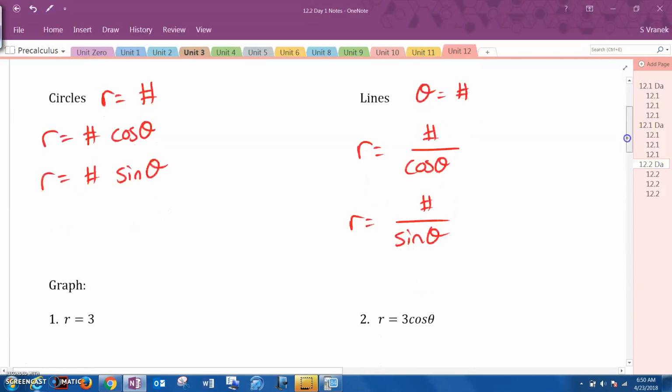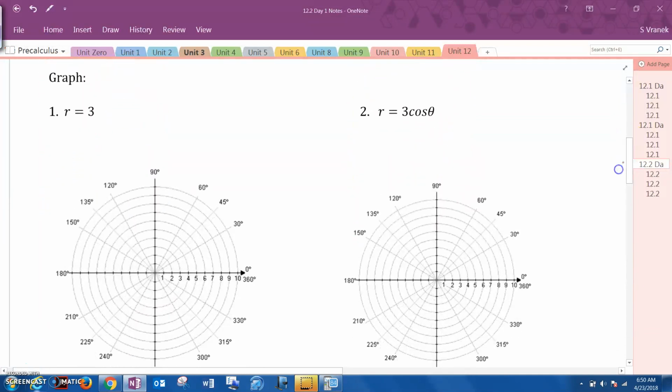Alright, so first thing we're going to do is look at number 1, which is r equals 3. Now r equals 3 basically means there's a radius of 3, the angle doesn't matter. So that means at an angle of 0, I'm going to go out 3. At an angle of 30 degrees, I'm going out 3. At an angle of 60 degrees, I'm going out 3. 90, I'm going out 3. So hopefully you guys see, no matter what angle you choose, you're going out 3. And when you connect all those dots, you get a circle that is centered at the origin that has a radius of 3. So that's that one.